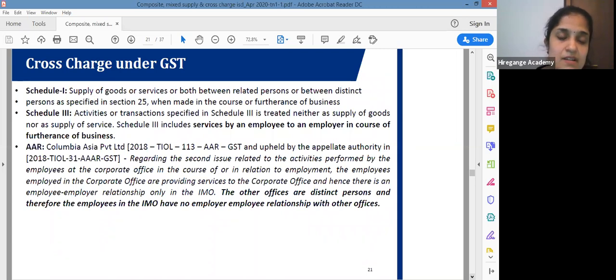But then there had been a landmark ruling, in a case called Columbia Asia, which many of you may be aware of, wherein it said that the employees who are doing the activities at the corporate office, even though it is in the course of or in relation to employment, are providing services to the corporate office. Hence, there is an employer-employee relationship only in that particular location.